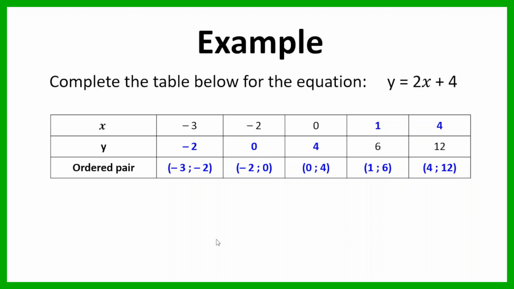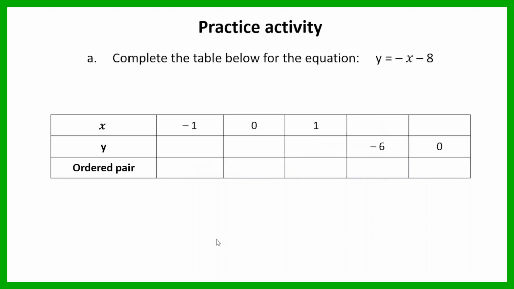Now you're going to do a few for yourself. Here's the first one you're going to work on. In this example, you have y equal to negative x minus 8. You've been given different x values and y values. You need to find the missing y values and x values and fill in the ordered pairs as well. I'm going to give you 3 minutes to work on this example.